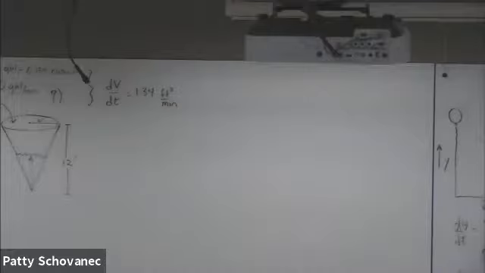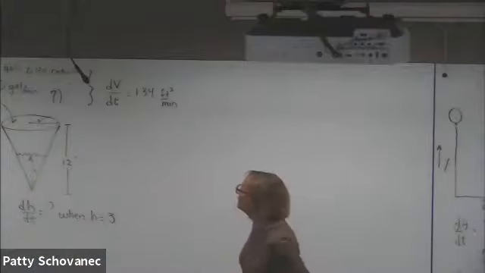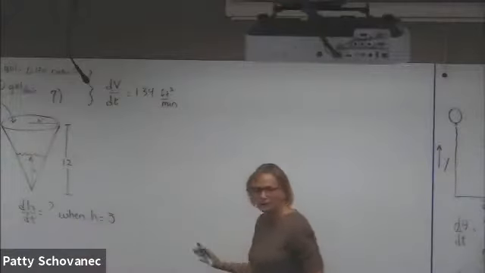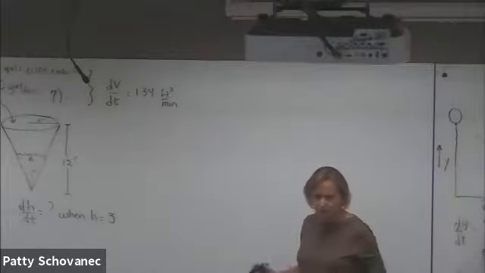The other thing that's changing is the height of the water. So let's call that, what do you want to call this? New variable. H. So we are looking for dH/dt at the instant when H is 3. This is the volume of the water. That's the height of the water. So we're going to use the volume of a right circular cone.